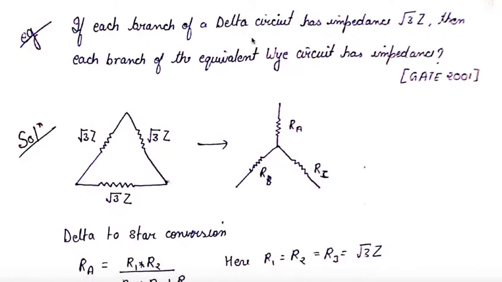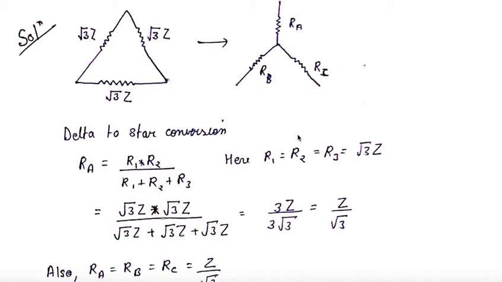If each branch of a delta circuit has impedance root 3 Z, then each branch of the equivalent Y circuit has impedance. It came in GATE 2001. Star delta is a common terminology used in books, but sometimes they confuse with terms like Y. So sometimes people get confused: what is a Y circuit? Y is nothing but star only. So in this case, this is our circuit and we want to convert it into this. The major portion of this question is only this Y, which we already know, star is also called Y. Then the rest is very easy. We will just apply the formula.